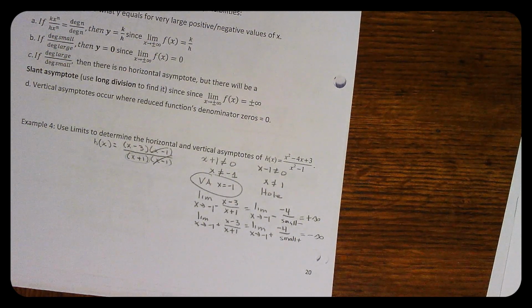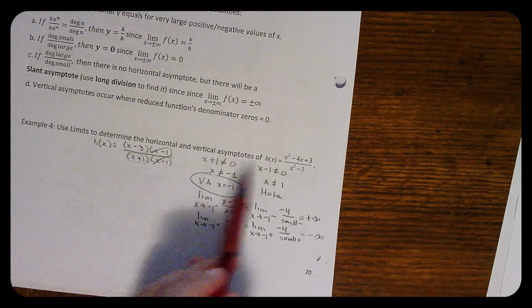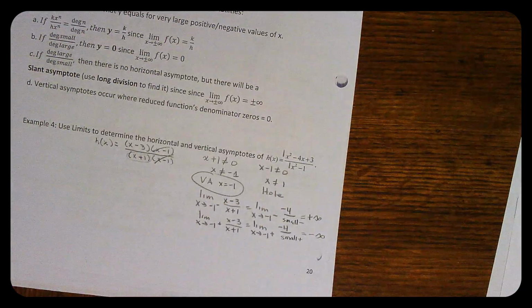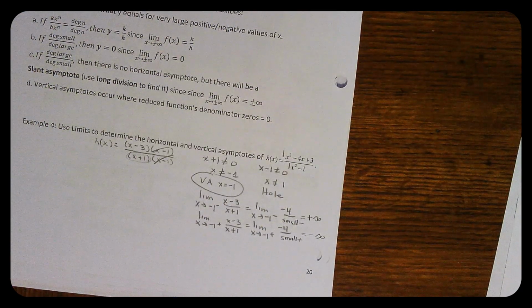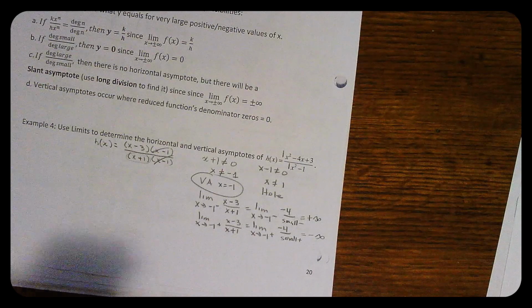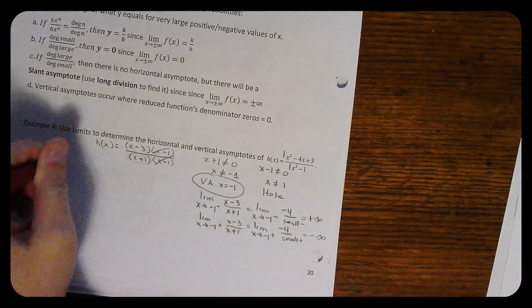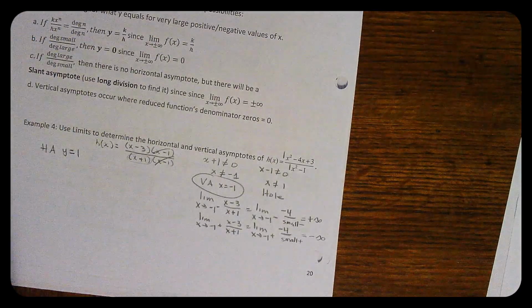All right, the horizontal asymptote, these are two polynomials, so they just have to do with the degree. So this is a degree 2 in the top, and a degree 2 in the bottom. So we can see that there is a horizontal asymptote at y equals 1 from using the degree property.